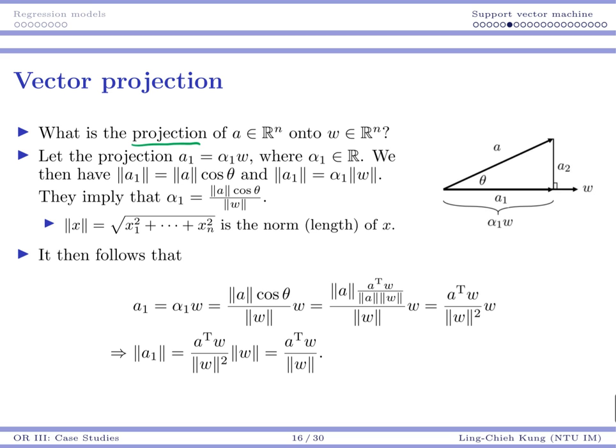So how do we do a projection in general of a vector onto another vector? Graphically, it's here. One vector is here, and we want to do the projection. Let's say the outcome of the projection is a vector called A1.